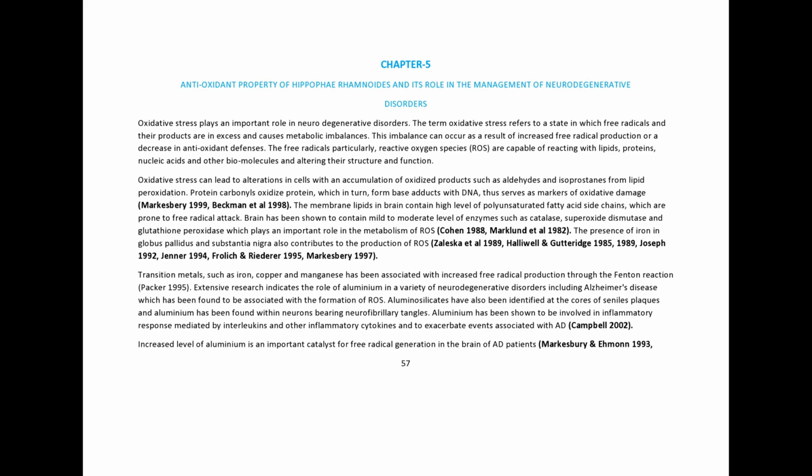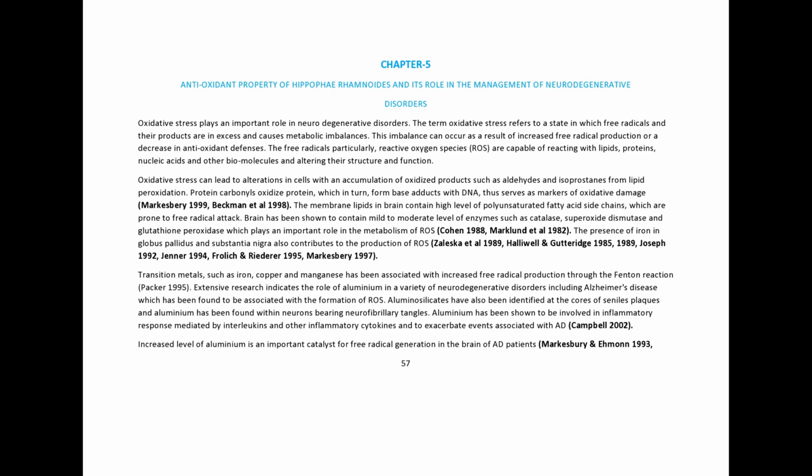The membrane lipids in brain contain a high level of polyunsaturated fatty acid side chains, which are prone to free radical attack. Brain has been shown to contain mild to moderate levels of enzymes such as catalase, superoxide dismutase, and glutathione peroxidase, which play an important role in the metabolism of ROS. Cohen 1988, Marklund et al. 1982.